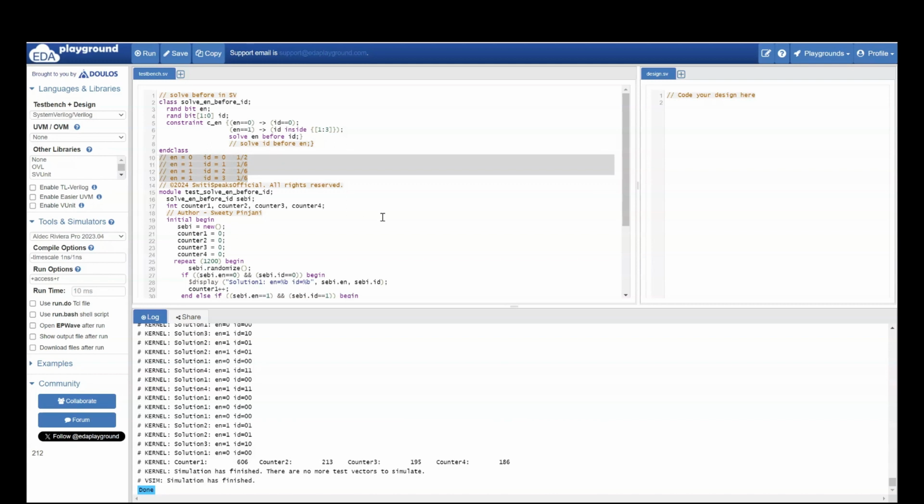I hope now you understood this trick code, and you are going to keep in mind that you can't use solve before with randc, and you can't use solve enable before id and solve id before enable together.